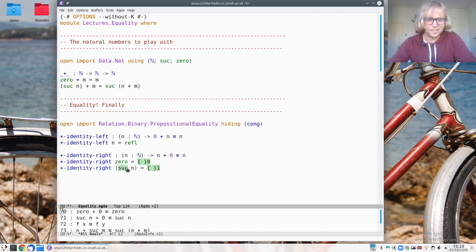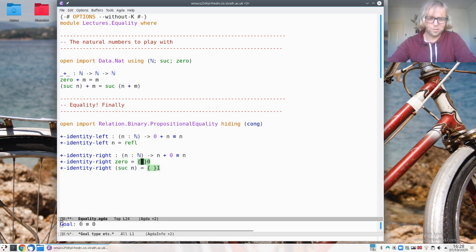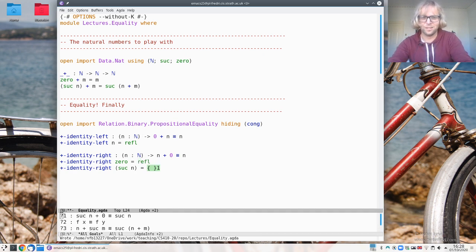Okay, so if n is 0, then what do we have to prove? Well, we have to prove that 0 equals 0. That's because now, when n is 0, this first line applies, and we get 0 plus 0, which computes down to 0. We have to prove this simple thing, so that's refl. Right. Okay, and in this case, the second line applies, right?